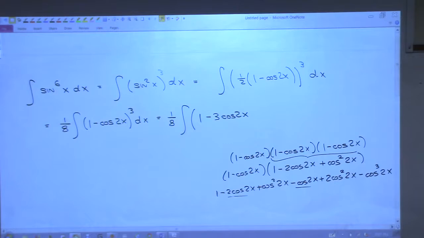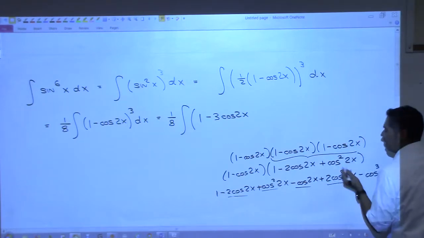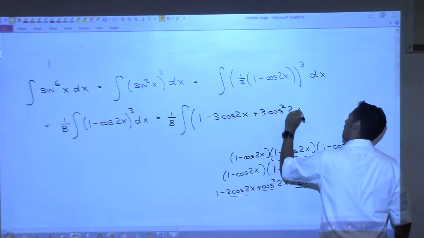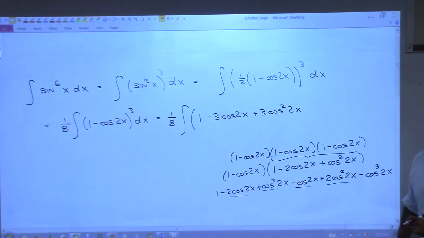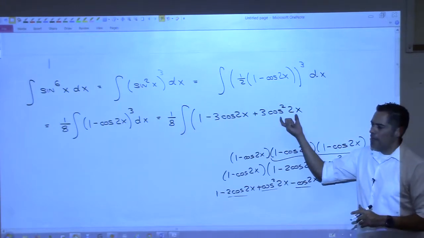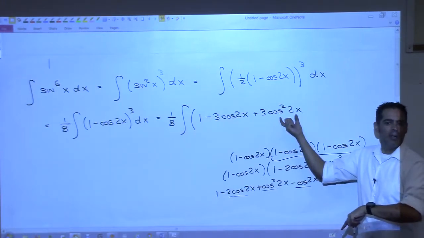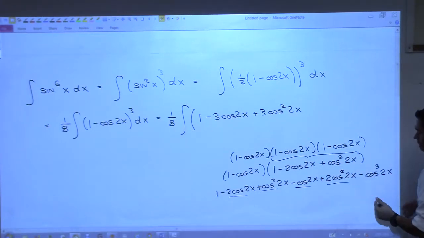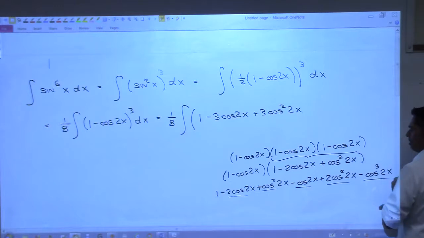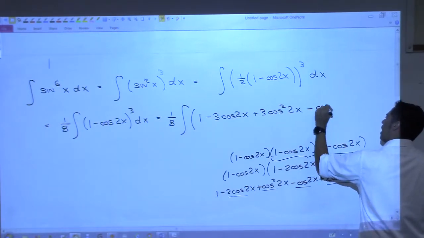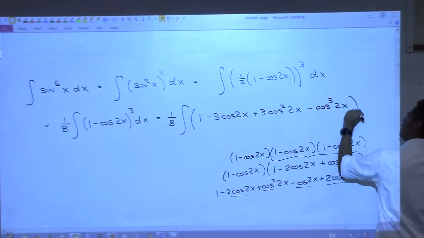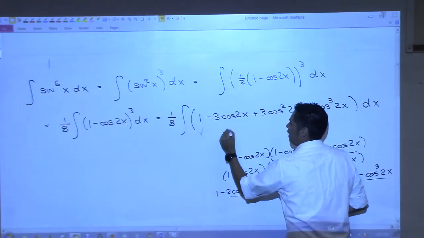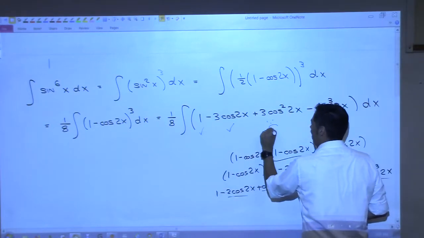Okay, how about cosine squareds? Got that one and that. I got 3 of them, plus 3 cosine squared 2x. I'm not happy about that, because cosine squared is going to require the power reducing formula for me to do it, right? And I'm not done. I have my last term, which is minus cosine cubed 2x dx. So recapping: happy, happy, not happy.